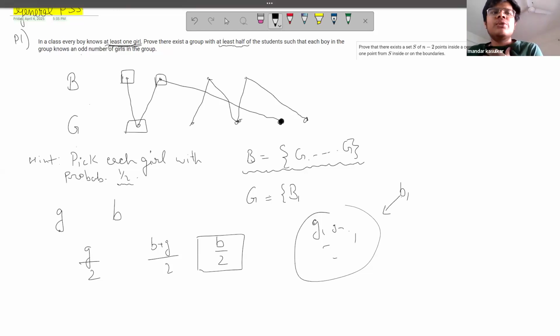So now the total number of students is the number of girls plus the number of boys.